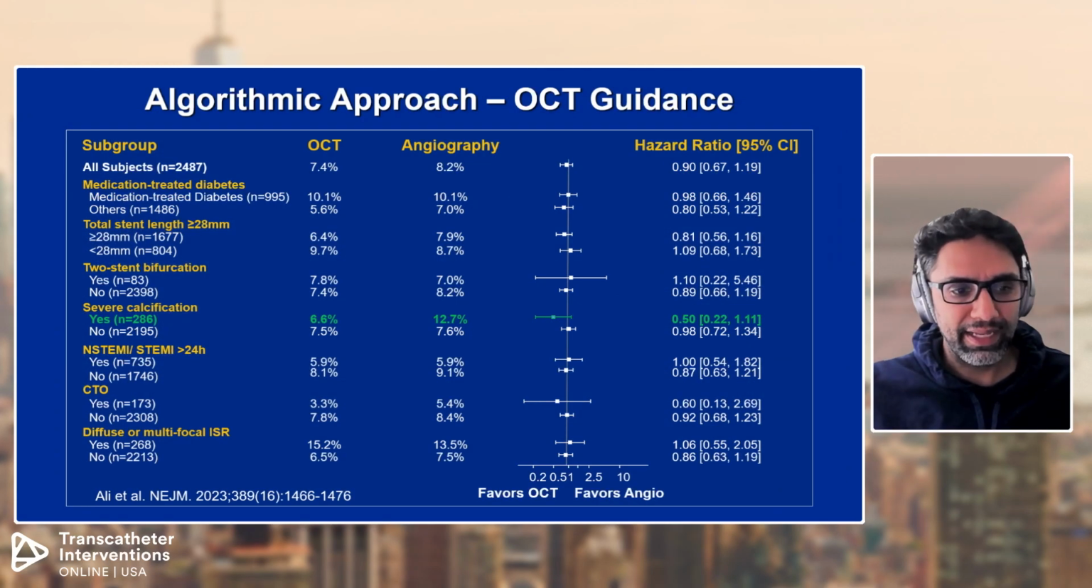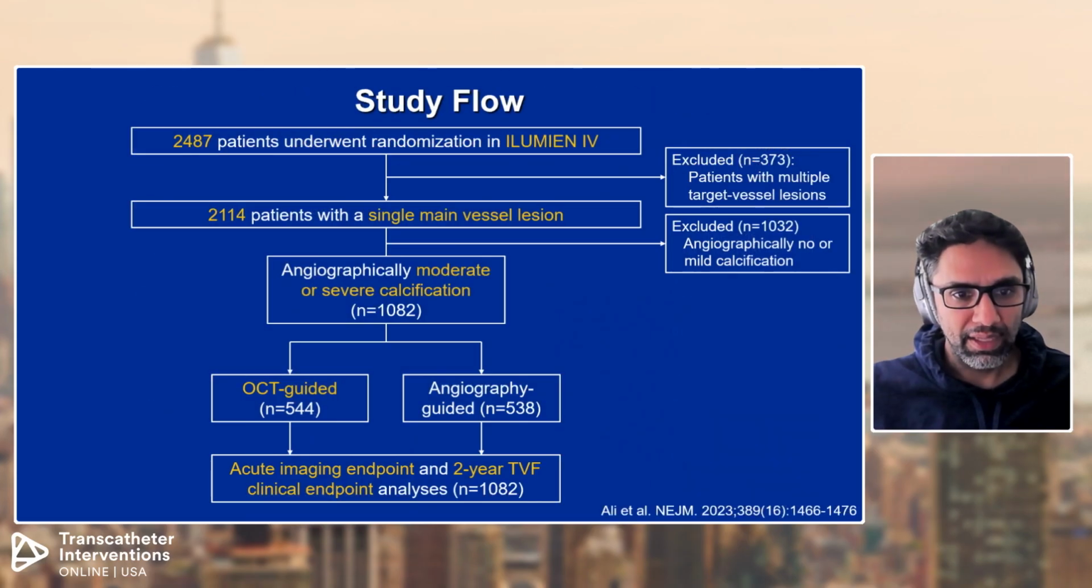And very interestingly, when we did the same analysis, you find an almost identical pattern in severe calcification in Illumian 4. And so in these two very large randomized controlled trials with algorithmic approaches comparing intravascular imaging to angiography, you can see that out of all the subgroups, the one that tended to get the greatest benefit were those patients with severe calcification.